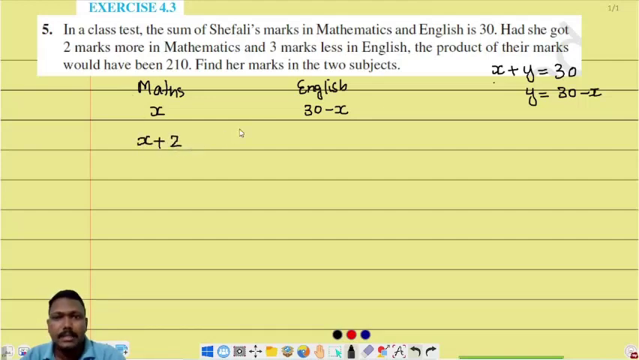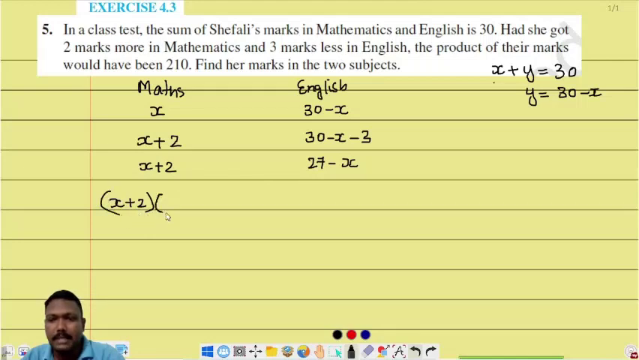and 3 marks less in English. 3 marks less in English means 30 minus x is the original English mark, minus 3 marks. She would have got the product. That means again we can replace this, that is x plus 2, and this 30 minus 3. What is 30 minus 3? It is 27. So 27 minus x. Now this product is 210. That means x plus 2 into 27 minus x is equal to 210.